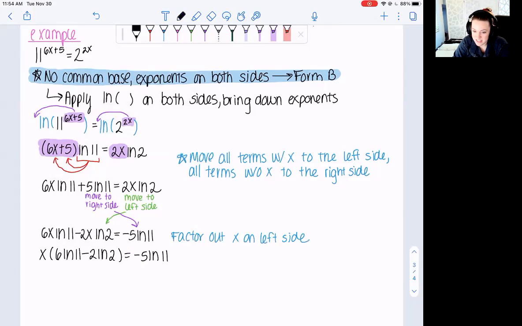But then why not move the 6 ln 11 too? So he stays here. Yeah, exactly. It's the 6x. He stays here because of the x. Because that way we can factor that x out of both of them, because they both had that x right there.